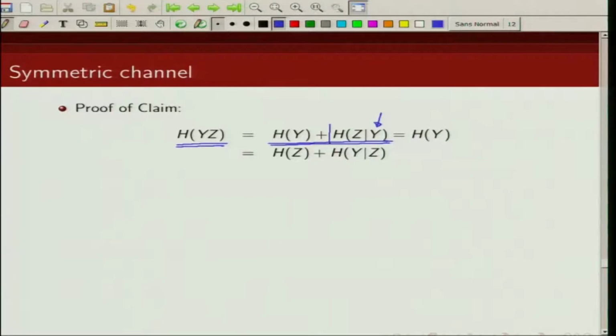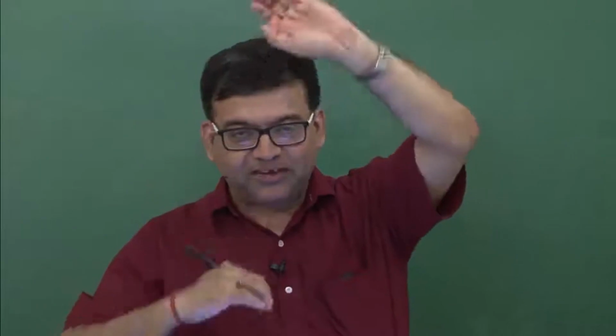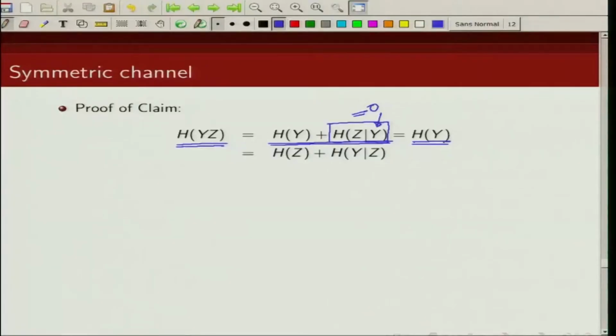So, this quantity is 0, because if you tell me what y is, I know, because my output symbols, letters, have been partitioned into disjoint sets. So, if you tell me what y is, I know exactly which channel has been selected. So, there is no uncertainty in z given y. Hence, this can be written as uncertainty in y.